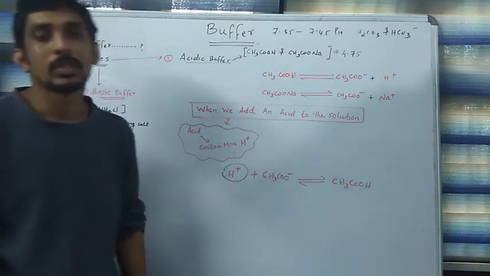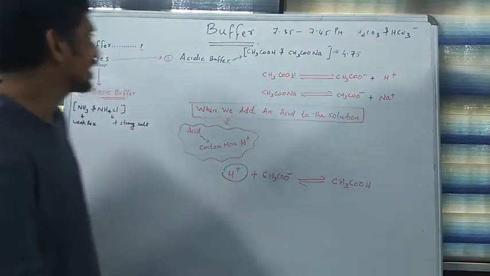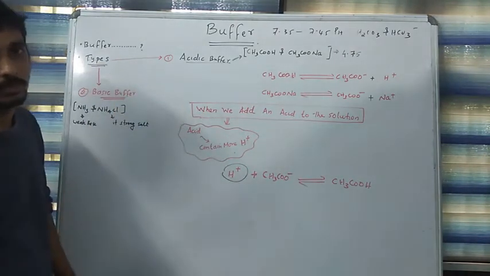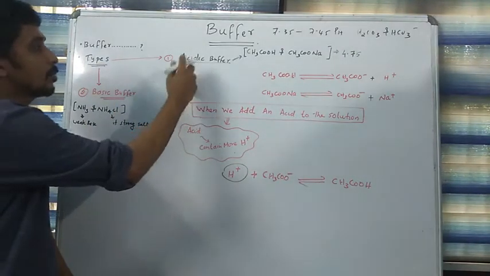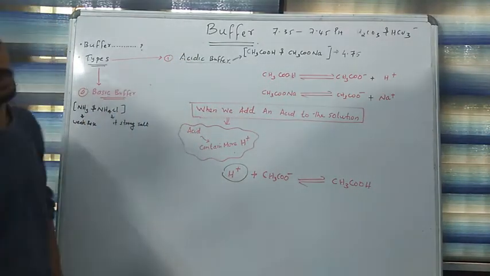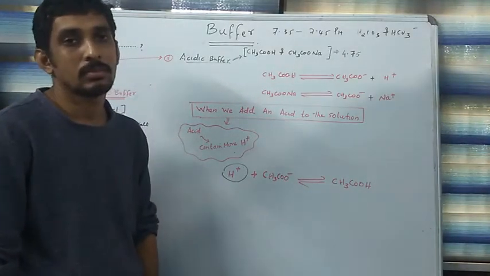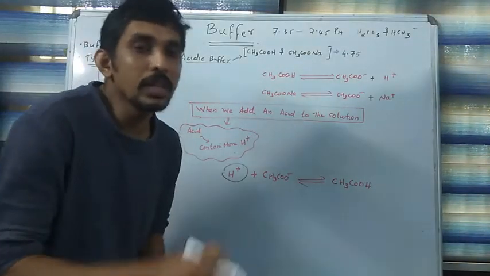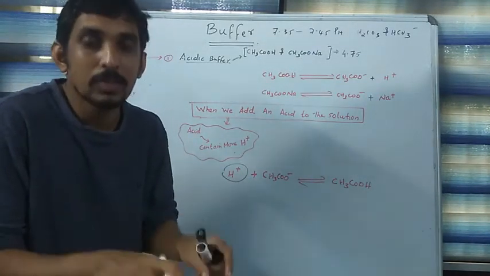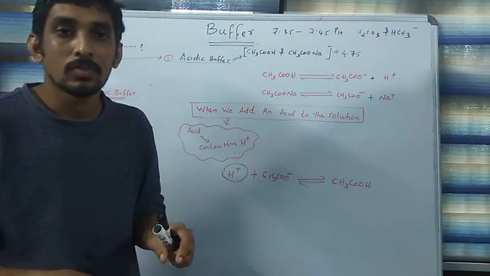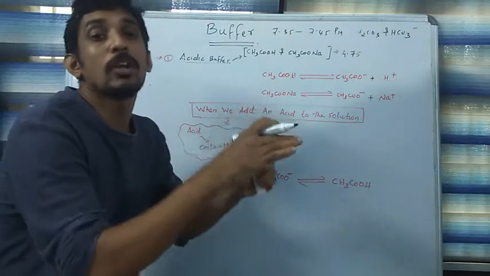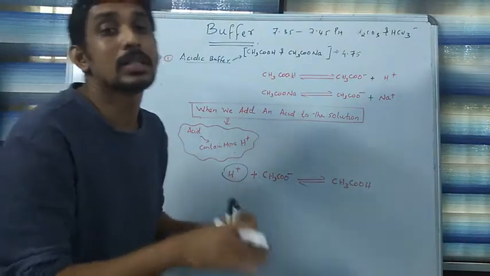When we try to study the details of buffers, we can say that buffers are mainly categorized into two. One is called the acidic buffer, and the second one is called the basic buffer. From the word itself, we can say that an acidic buffer is a buffer solution that possesses a pH below 7. That is why it is called an acidic buffer.